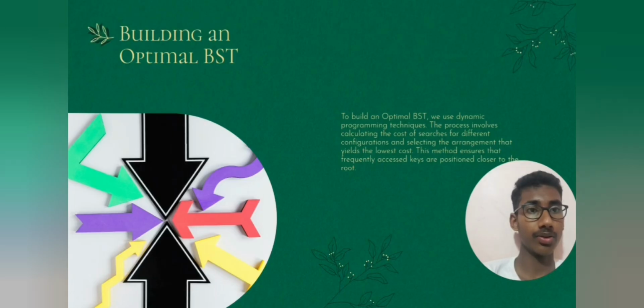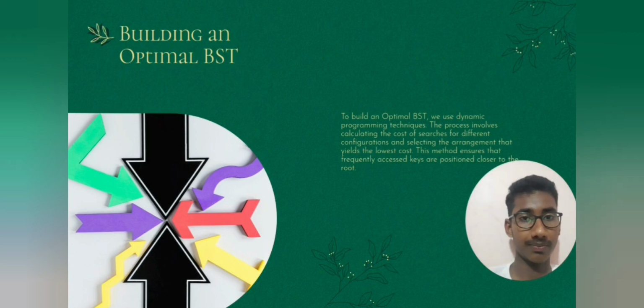To build an optimal binary search tree, we use dynamic programming techniques. The process involves calculating the cost of searches for different configurations and selecting the arrangement that yields the lowest cost. This method ensures that frequently accessed keys are positioned closer to the root.